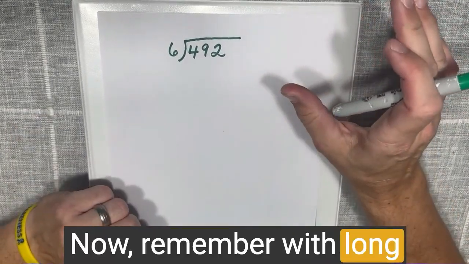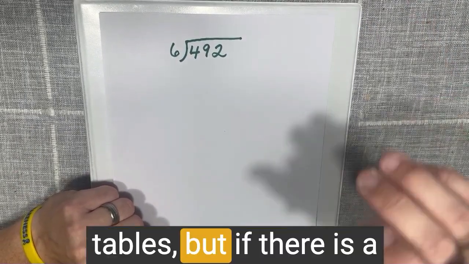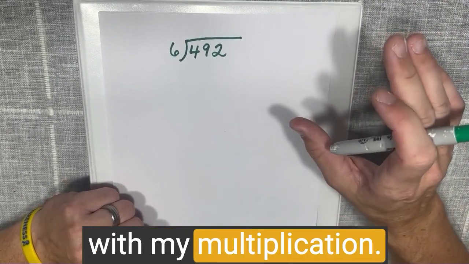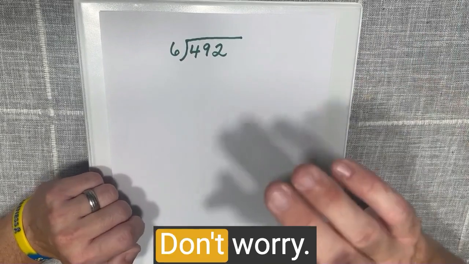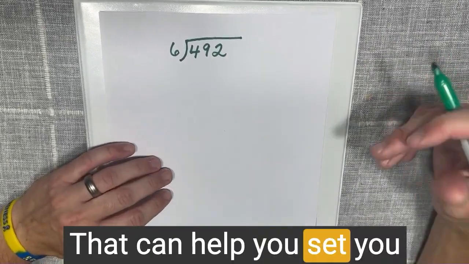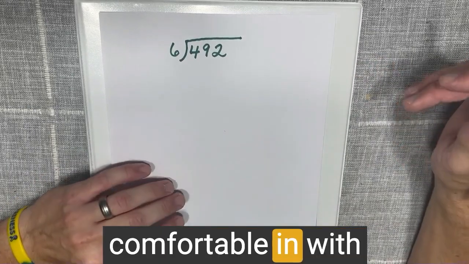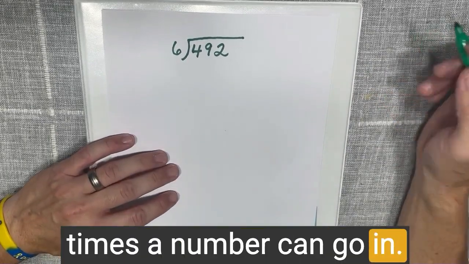Now remember, with long division, it really helps when we know our multiplication tables. But if there is a situation where you're like, Coach John, I'm not strong with my multiplication, and that's why I struggle with long division, don't worry. I'll show you a real quick little trick that can help set you up for success when you are doing long division, if you don't feel comfortable with your multiplication or understanding how many times a number can go in. All right.